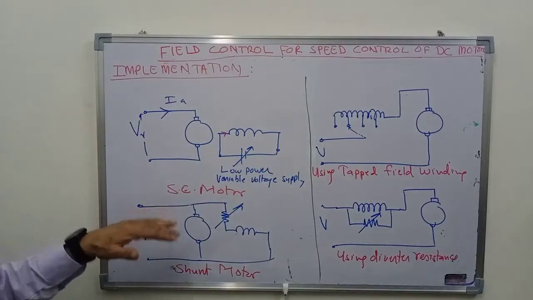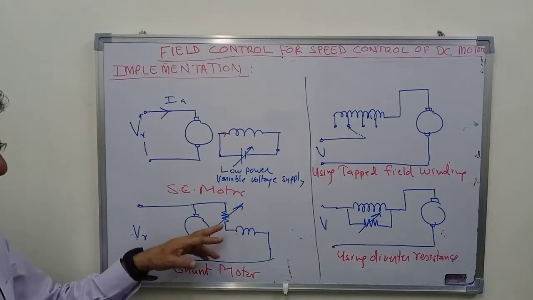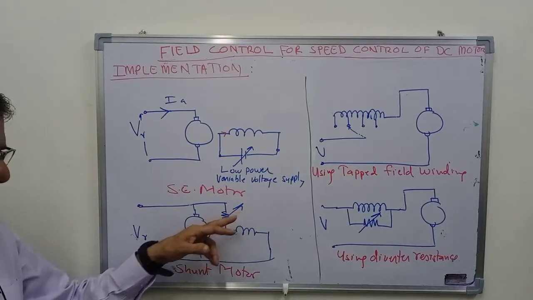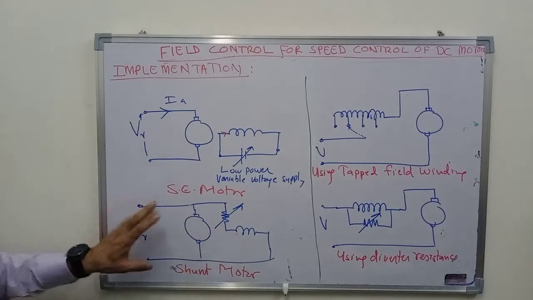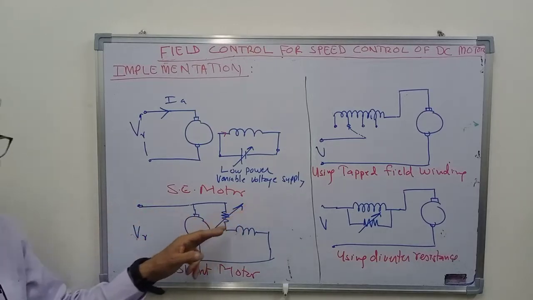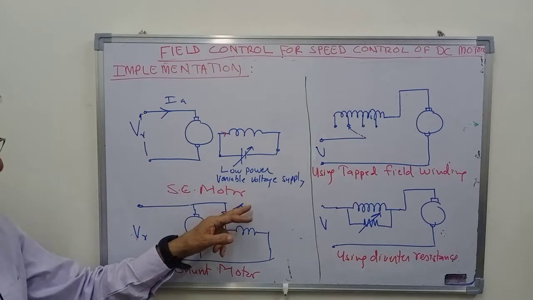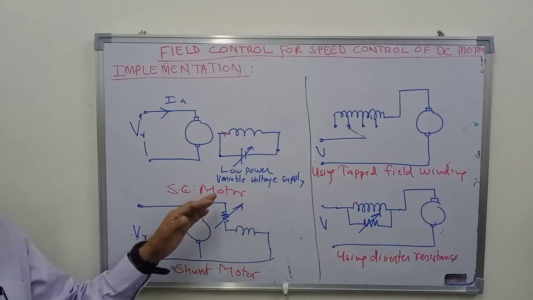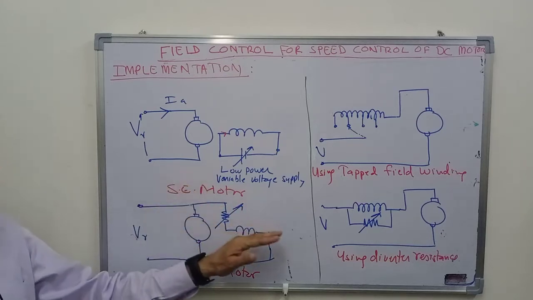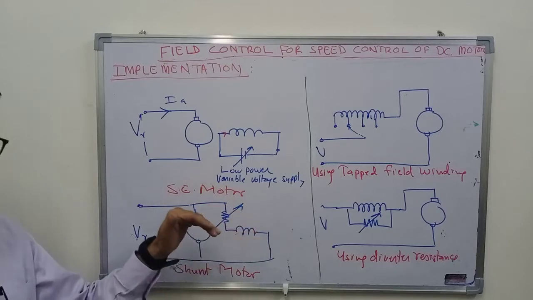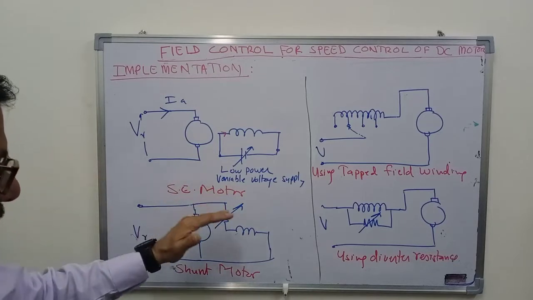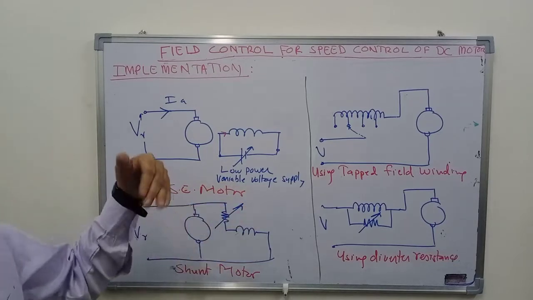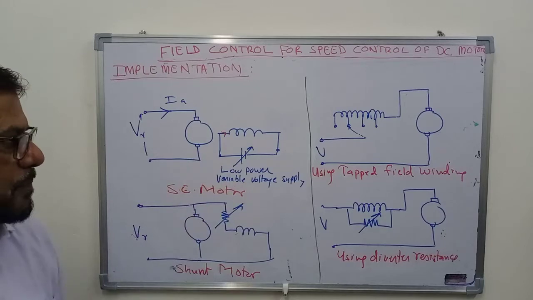If it is a shunt motor, then you can connect a resistance in series with the field winding and apply rated voltage here. By varying this resistance, you can vary the current flowing in the field winding, and you can control the flux produced by the field winding. So in that way you can control the field current, and hence the flux, and hence the speed of the motor.